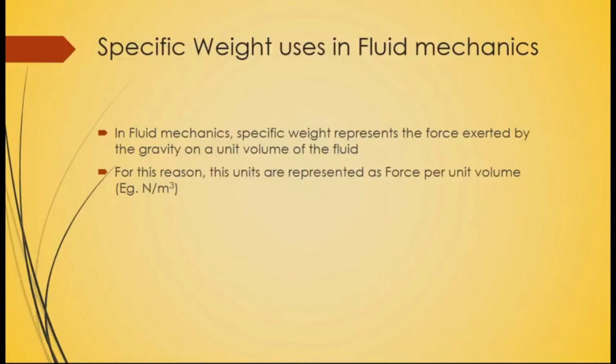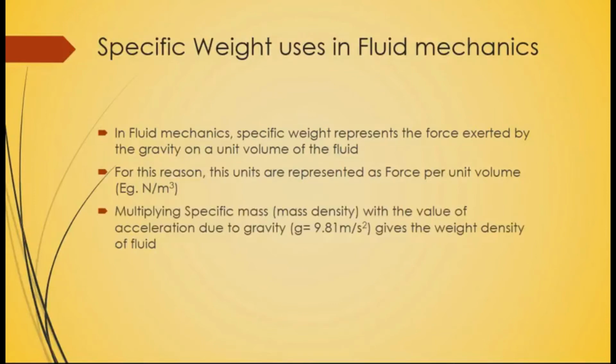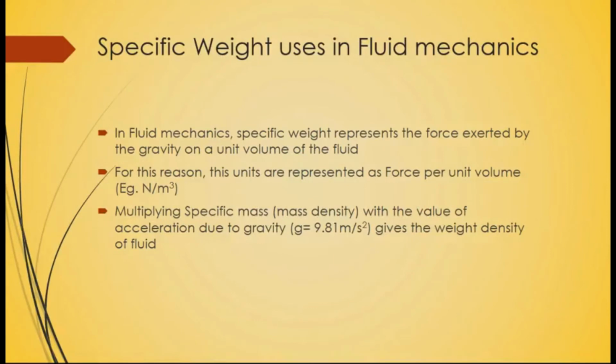So mass is a constant, it will not change anywhere, but weight will change according to the planet. Our planet Earth has some gravity and its acceleration is 9.81 meter per second squared. So we are measuring the mass by virtue of gravity. Mass which is under the influence of gravity, that is actually weight, and we call it a force. So that is why we are representing it as Newton per meter cube.